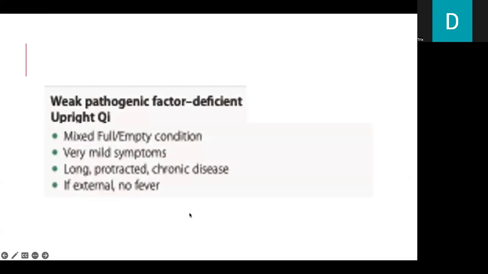To summarize, the weak pathogenic factor and deficient upright chi would be a mixed full empty condition, with very mild symptoms, a long protracted chronic disease, and if external, no fever.